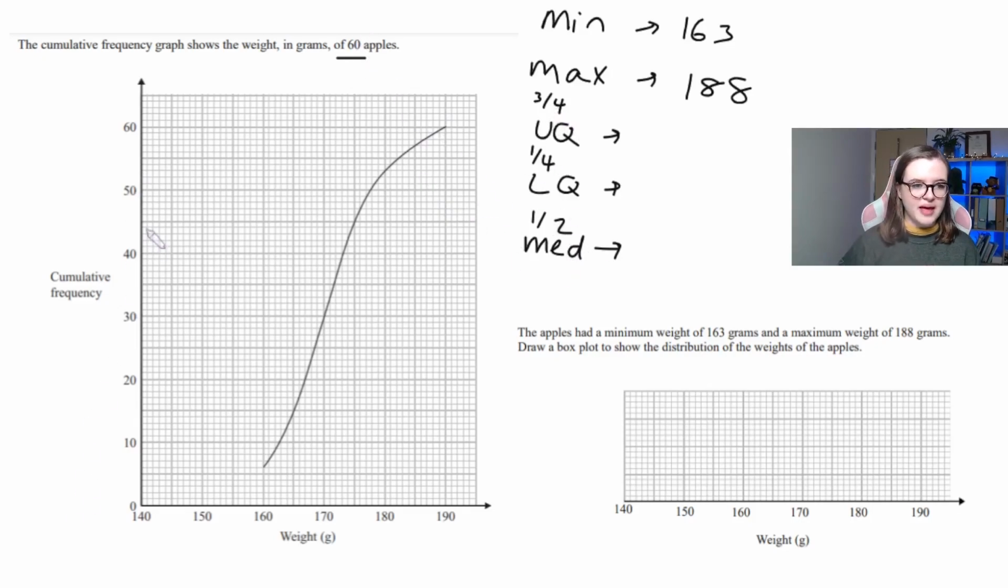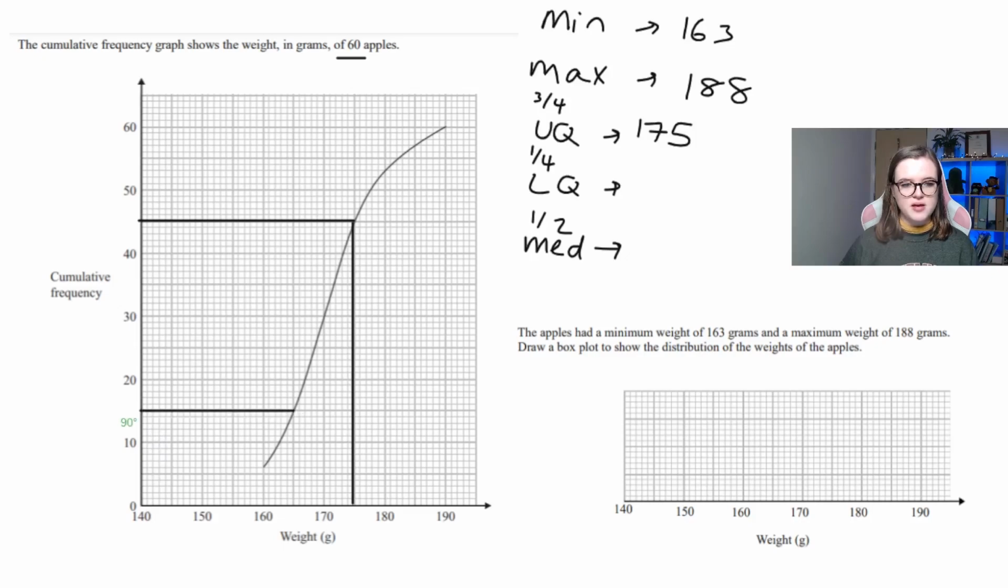Let's work that through then. So the 45th apple is going to be here, which is then going to be going down to there, which is, let's have a look at that, 175. And then the lower quartile is going to be 1/4 of the way through, which is 15, which is that number there. And then going down to here, which is 165. And the median, the 30th apple, which is this guy here, and then going down to this guy here, which is 170. And then just put all these points with that.